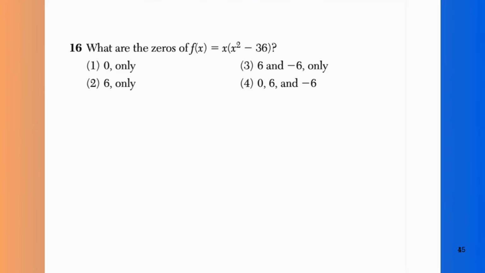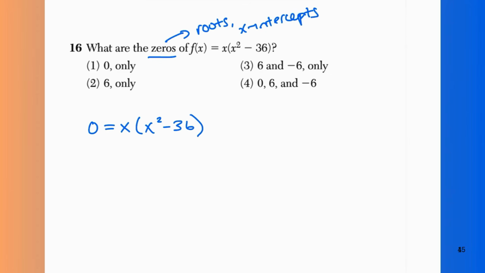Number 16 asks us to find the zeros of f of x equals x times x squared minus 36. So when we're asked to find the zeros of a function, that means that we're going to set f of x equal to 0. So I'm going to bring down the other side just as it is, but I'm setting f of x equal to 0. So looking for the 0 means that we're looking for the roots, we're looking for the x-intercepts, we're looking for the solutions. Those all mean the same thing, okay?